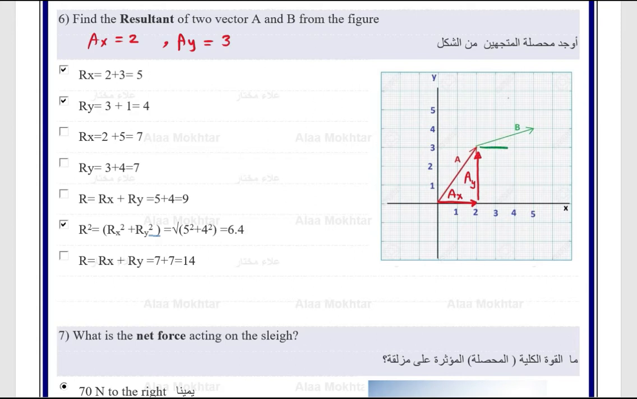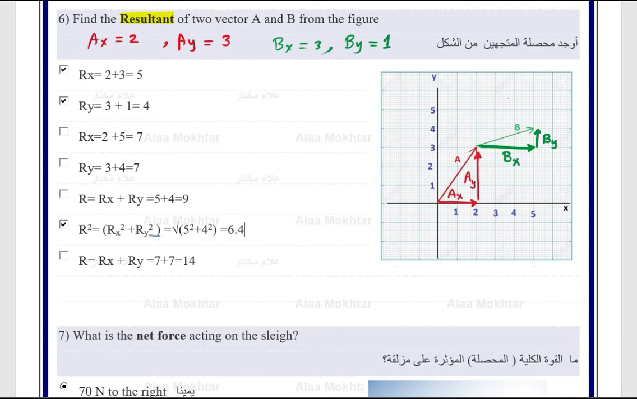What about B? B in the X direction, this is Bx, the component for B. And that one is By. Bx is 1, 2, 3. Bx equals 3. And By equals what? Equals 1, only 1.